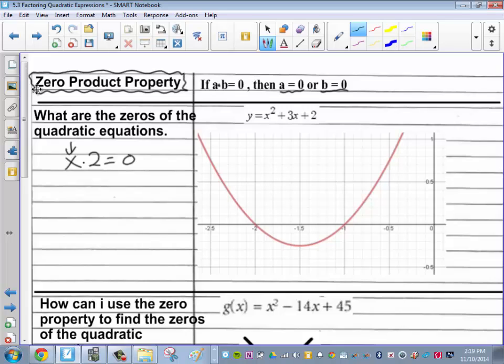So we're going to use this idea to find the zeros, or in other words, solve quadratic equations when they're set equal to 0. So what are the zeros of a quadratic equation? Well, let's say I have this quadratic equation, I graphed it right here. Graphically, the zeros are where it crosses over the x-axis. That's what the zeros are.